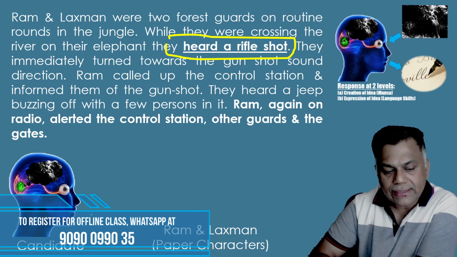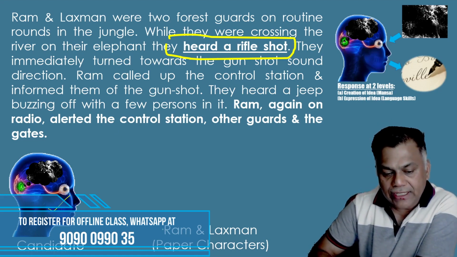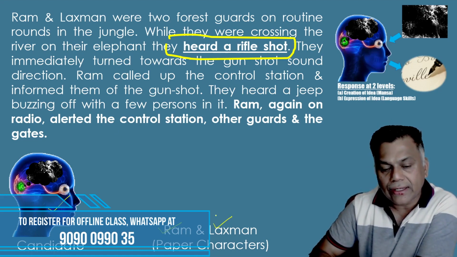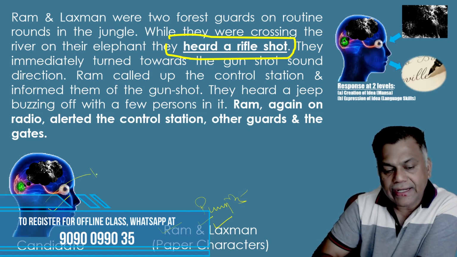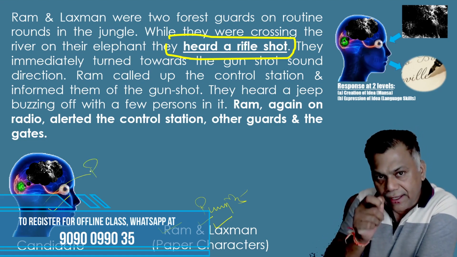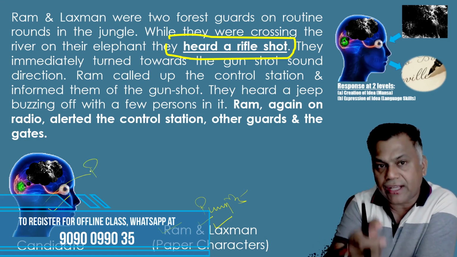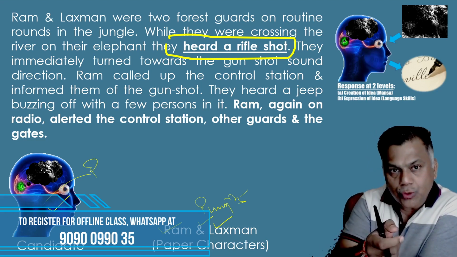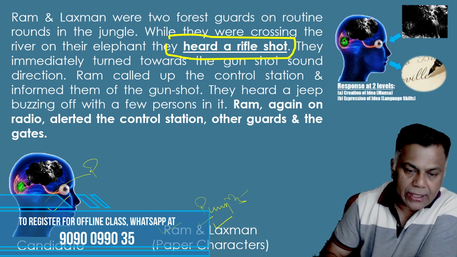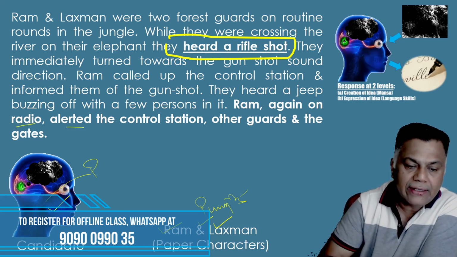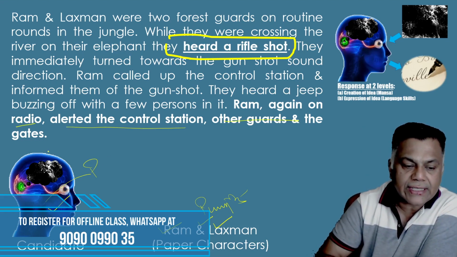So all these things the candidate is thinking, but is making Ram and Lakshman act. So Ram and Lakshman are the puppets and the candidate is the puppeteer. So according to the puppeteer's thinking, Ram and Lakshman are dancing. So correct your thinking, and your TAT will be fine. So let's again come back. Ram again on radio alerted the control station, other guards and the gates.